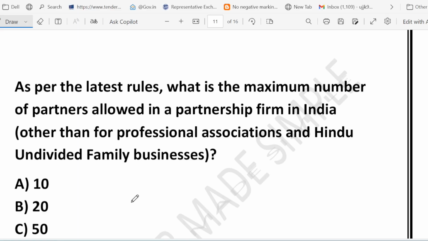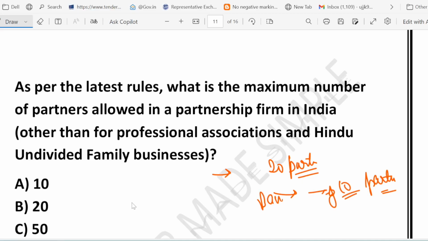So let's first understand what a partnership firm is. A partnership firm is simply a business where two or more people come together to run a business and to share the profit. But there must be a limit on how many people can join a partnership firm, right? So earlier the limit used to be 20 partners in general, and in the banking business, it used to be only 10 partners.